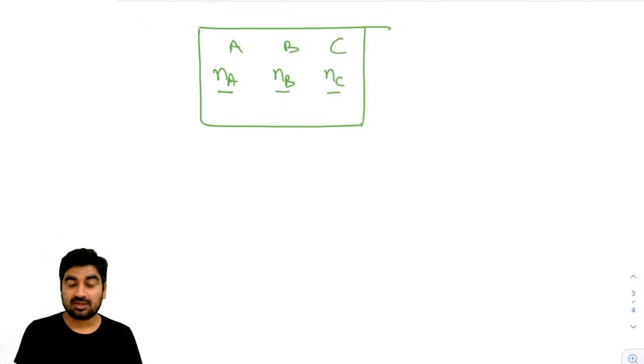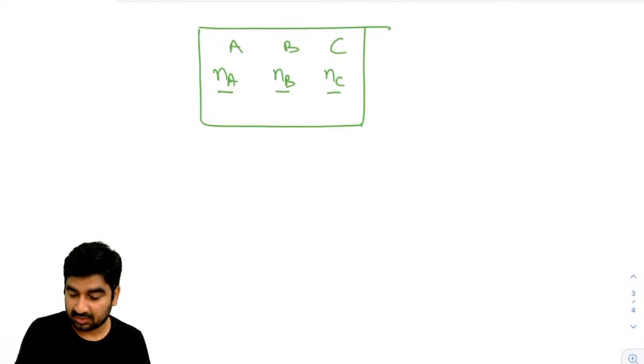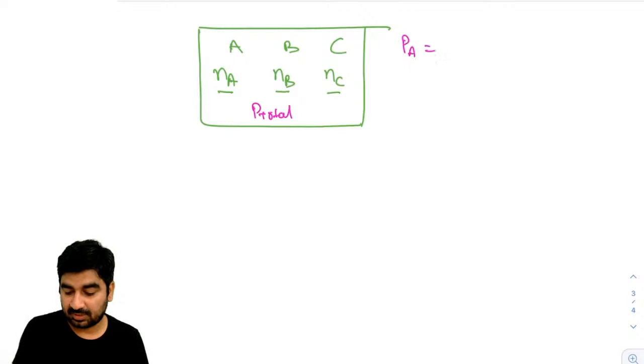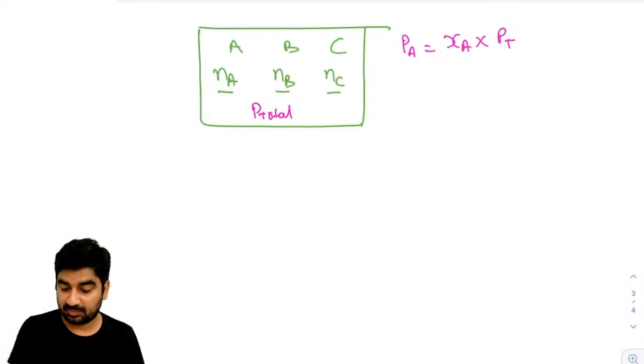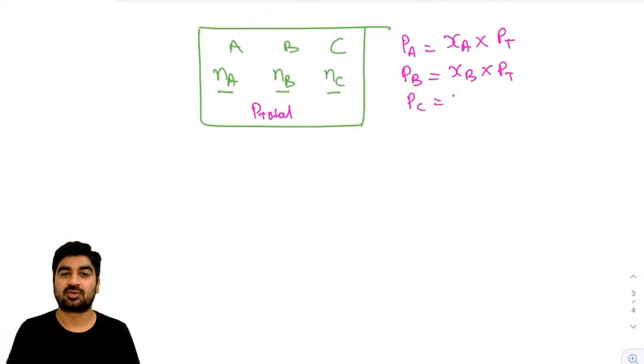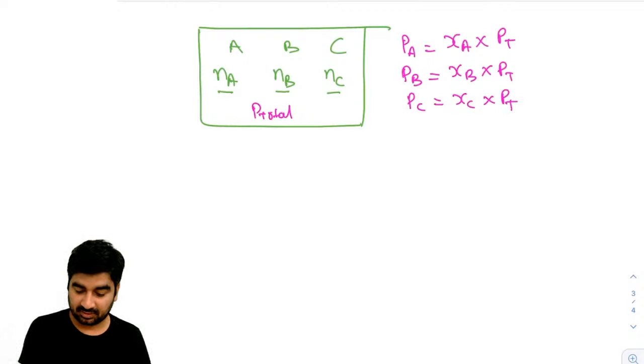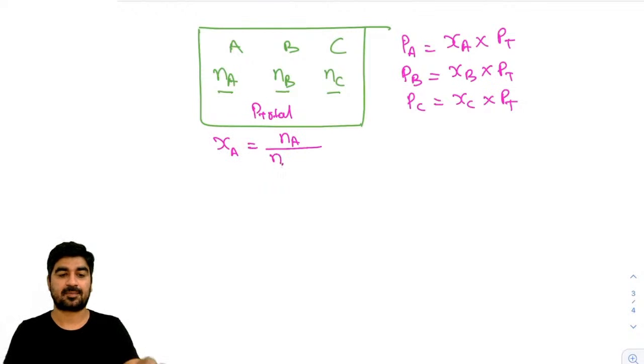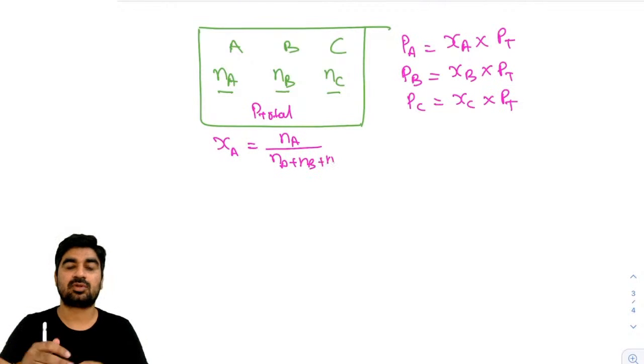So total pressure is P total. What is the partial pressure of A? It will be mole fraction of A into P total. What is the partial pressure of B? It will be mole fraction of B into P total. What is the partial pressure of C? It will be mole fraction of C into P total. And mole fraction you can calculate as moles of A over mole total.